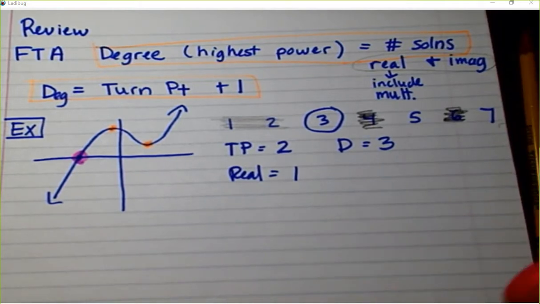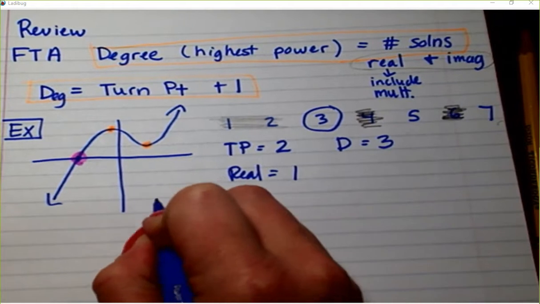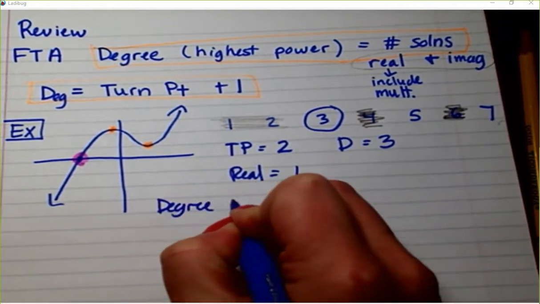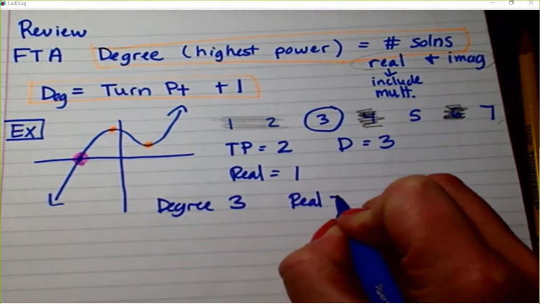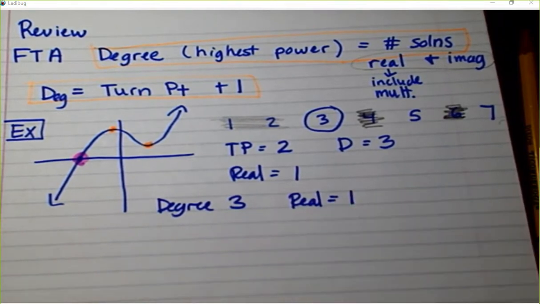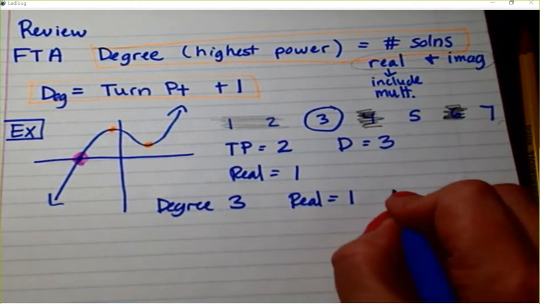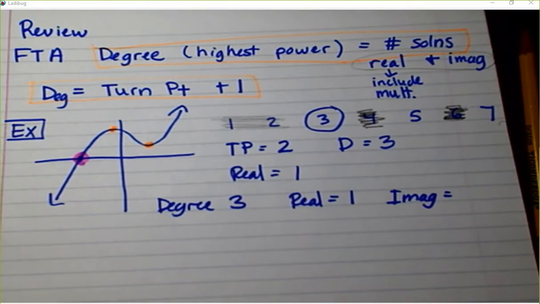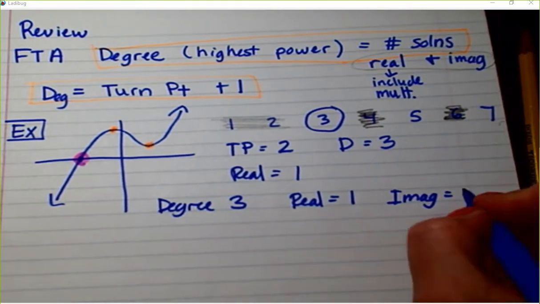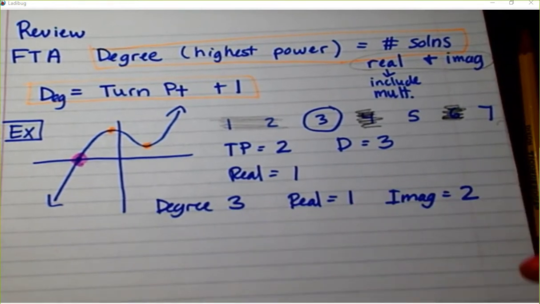All right, so if the degree is 3, and I can only see one real solution, what's left over for the imaginaries? 2, yeah, 2 of them, because the degree has to equal the number of solutions. So 1 plus 2 is 3.